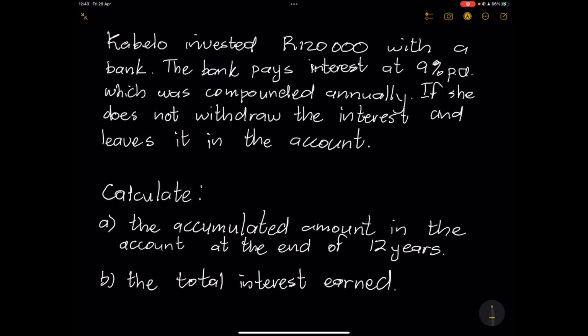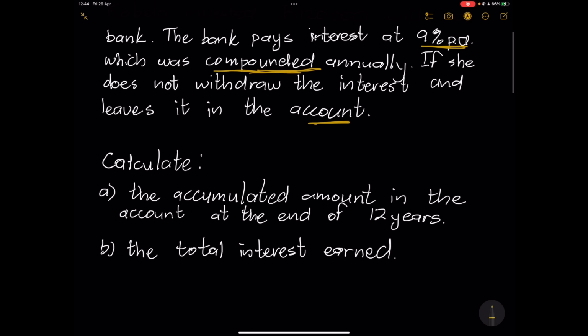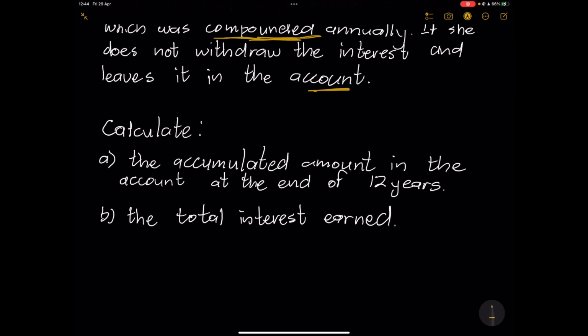All right, so let's take again the case of Kabelo. Kabelo invested 120,000 with a bank, and the bank pays an interest at 9% per annum, which was compounded. Now, obviously, that's our clue to know that we are talking about compound interest, right? They say she does not withdraw the interest and leaves it in the account. So in this case, she will not be making any withdrawals, so she will just let the money grow, right?